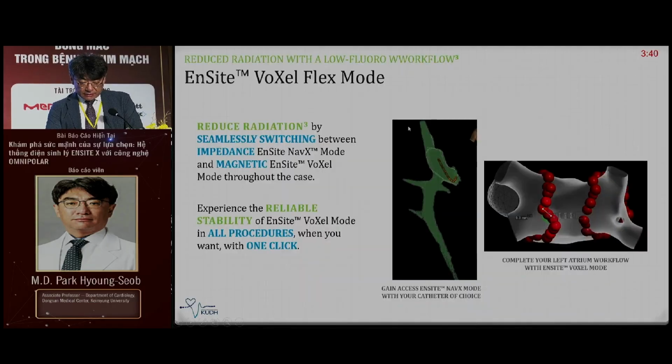The other benefit of the Insight X system with version 2 and version 3 is Voxel Flex mode. In the previous version of the Insight X, especially version 1, we could not switch from the impedance mode to Voxel mode. So we had to get out of the map, go inside again and create a new map. But inside the Voxel Flex mode, we can switch the impedance and magnetic field at the same time. So it gives us a very important thing.